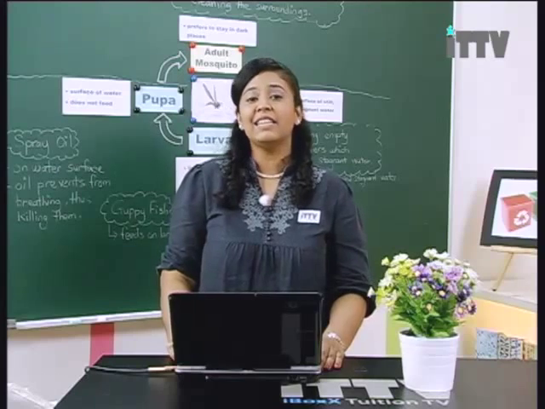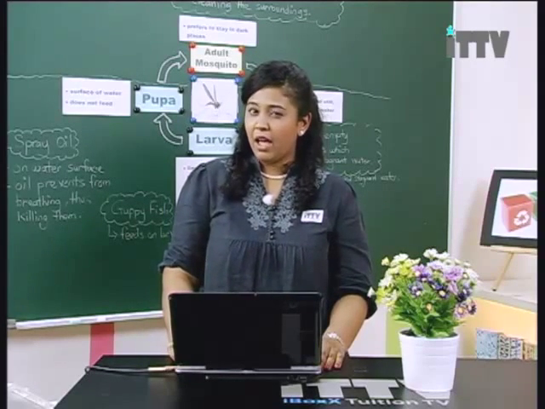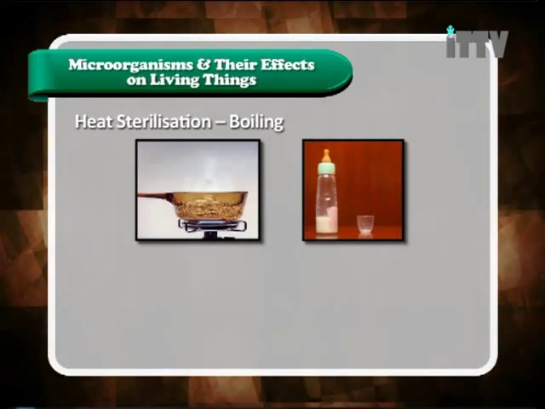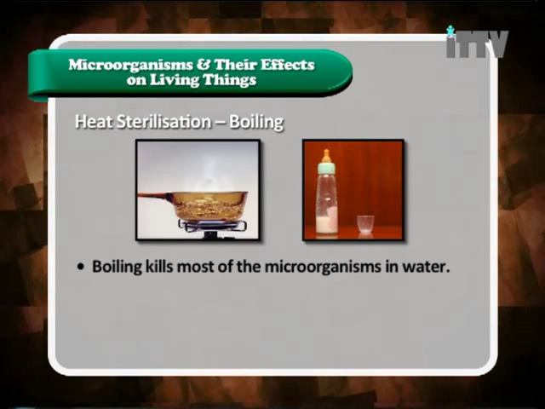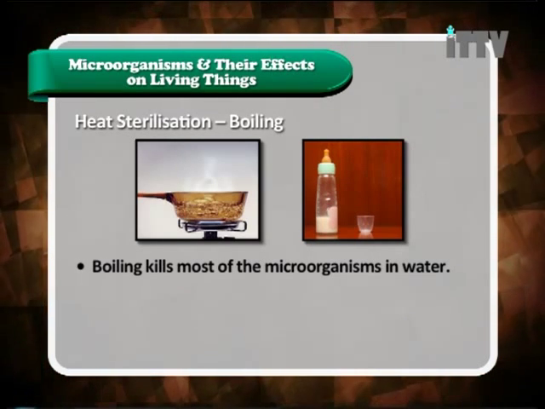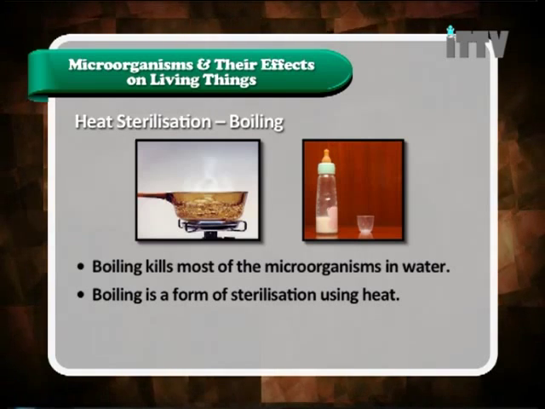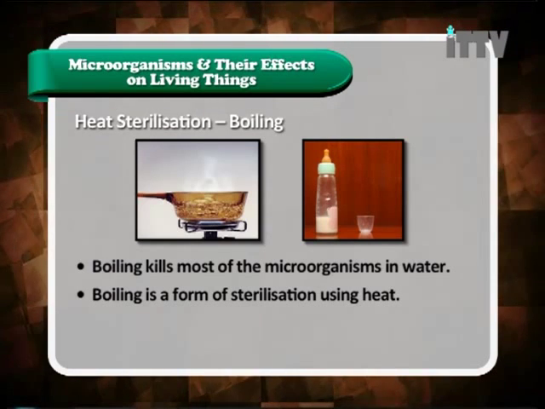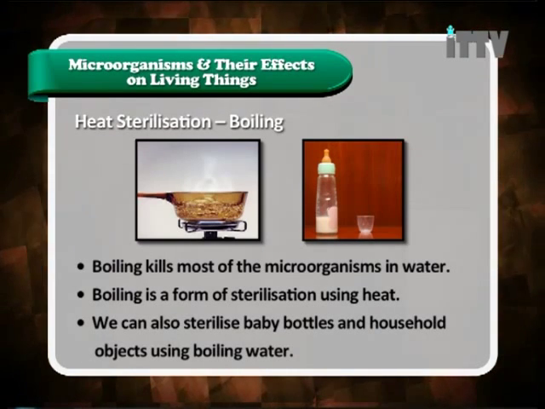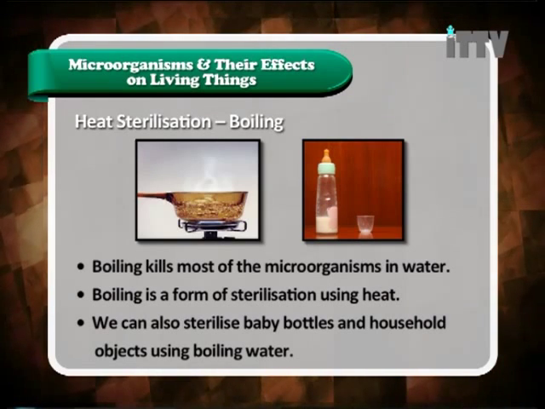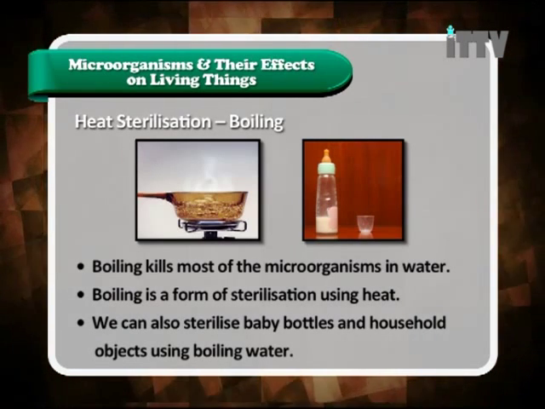Let's look at the slide, the difference between boiling and autoclave. Boiling. Boiling kills most of the microorganisms in the water. Boiling is a form of sterilization using heat. We can also sterilize baby bottles and household objects using boiling water.